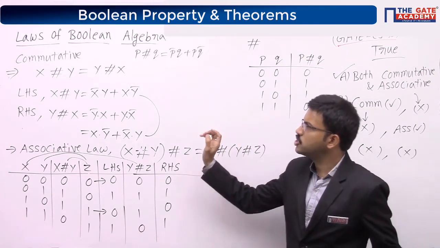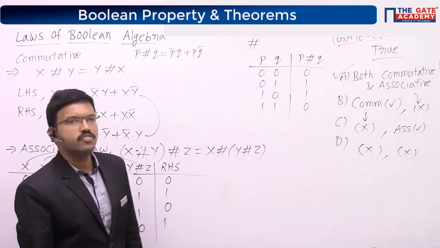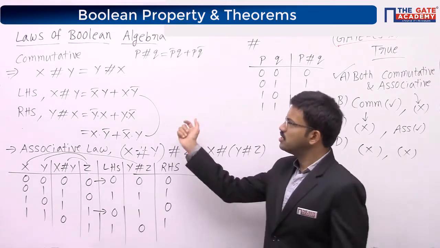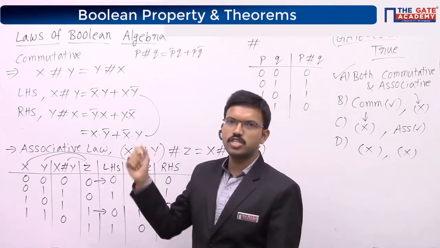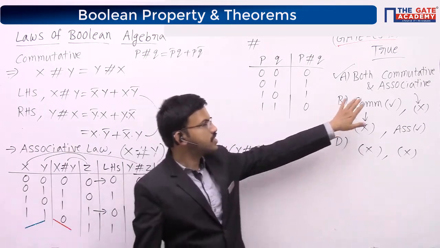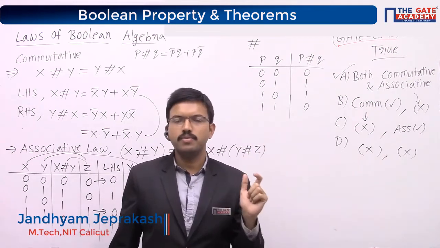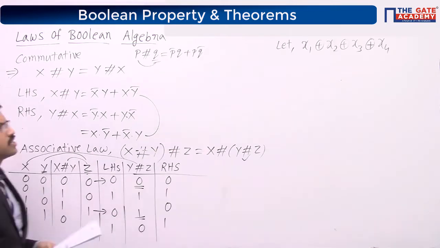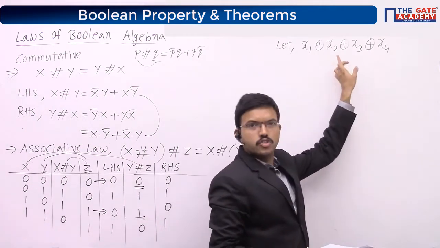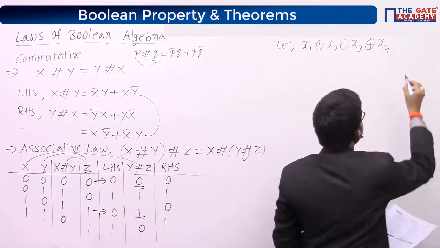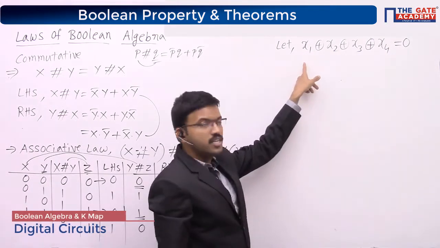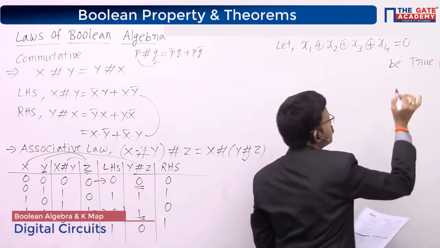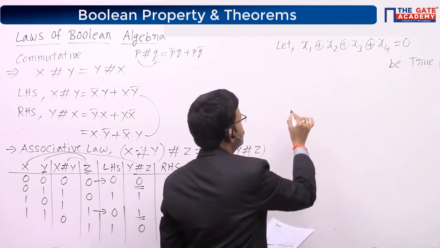So now we understood that the exclusive OR operator satisfies both the commutative law and the associative law. You can remember this particular property, especially the associative law. Now with that property, let us solve one question. Write down the question. Let x1 exclusive OR x2 exclusive OR x3 exclusive OR x4 equal to 0, where x1, x2, x3 and x4 are Boolean variables. Which of the following must always be true?